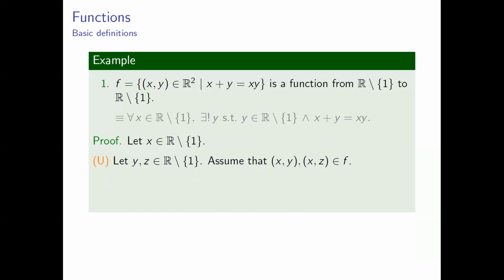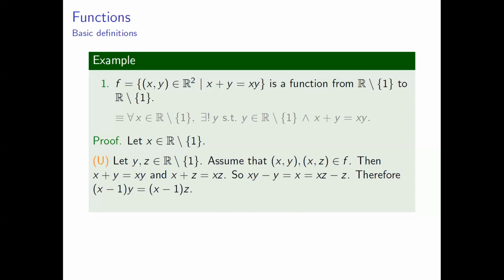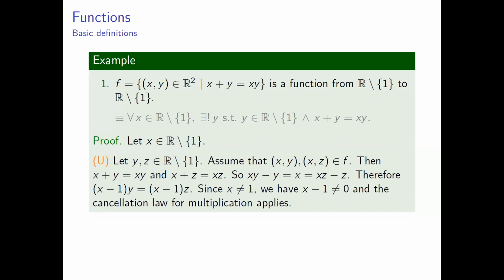To prove uniqueness, let y and z be real numbers not equal to 1. Assume that the ordered pairs (x, y) and (x, z) are elements of f. Then x + y = xy, and x + z = xz. So xy − y = xz − z. Therefore, (x − 1)y = (x − 1)z. Since x is not equal to 1, x − 1 is non-zero, and the cancellation law for multiplication applies. Thus, y equals z. This proves uniqueness.